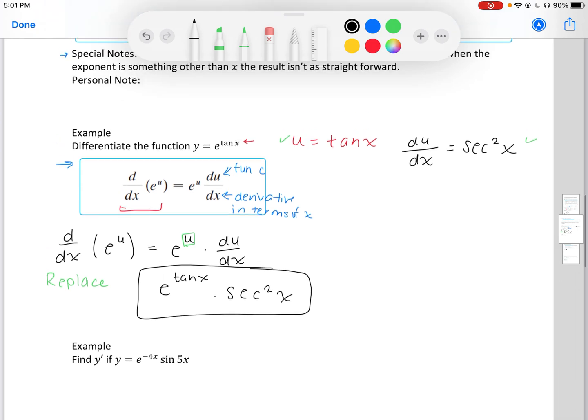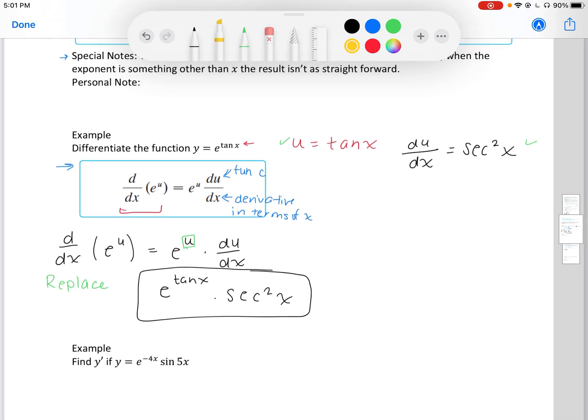So I left a little part here as a special note. Write in your own words, what are the steps for finding the derivative with e? So pause the video, think about it, write it in your own words, and then continue the video. Moving forward.